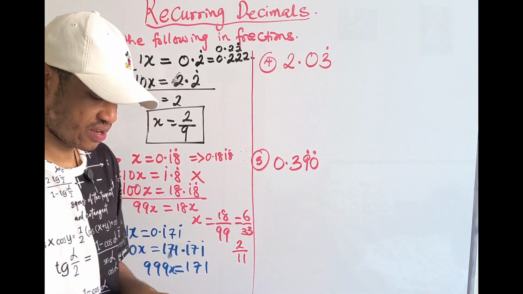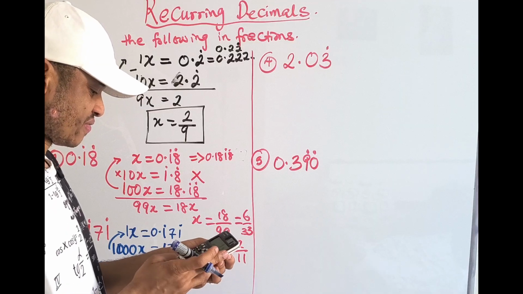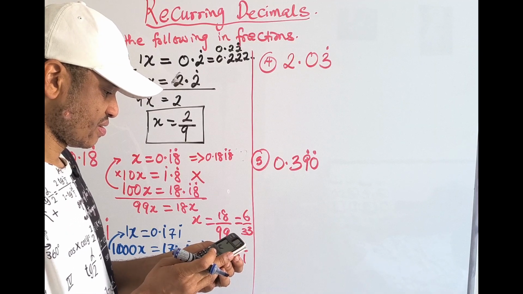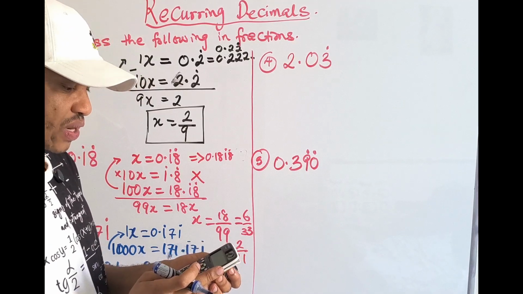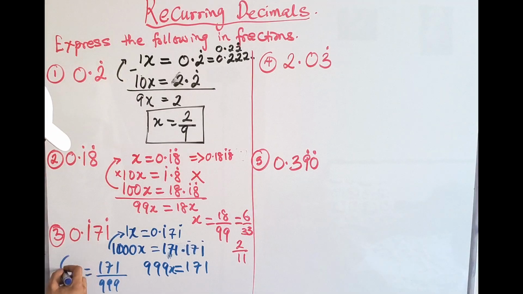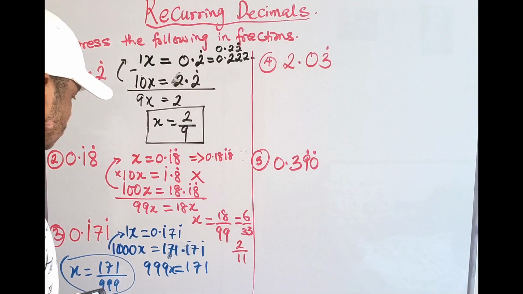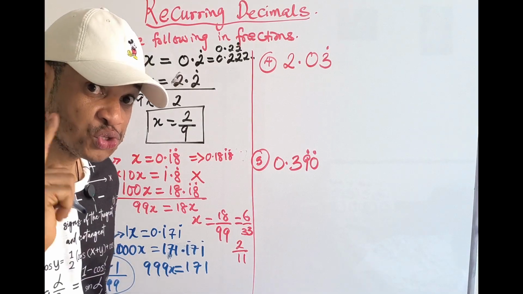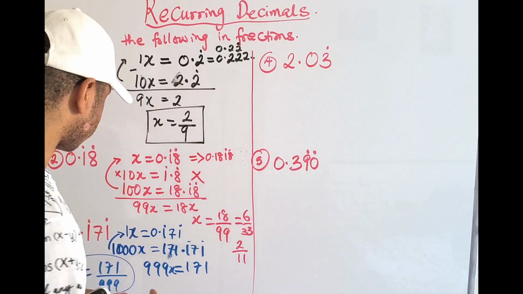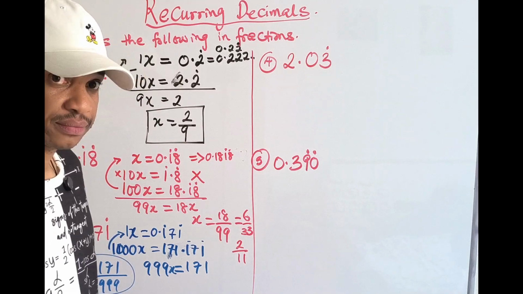I will just check, okay? So 171 divided by 999. So this is my answer. Okay, we can simplify, I know. So you try to simplify. We can divide it by 3.